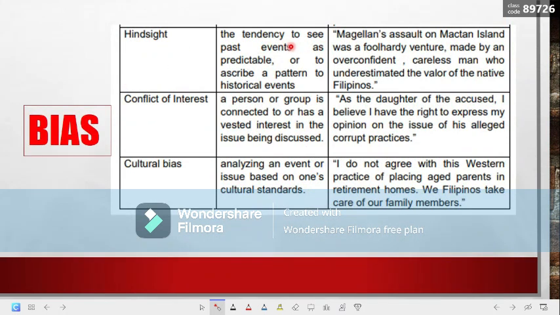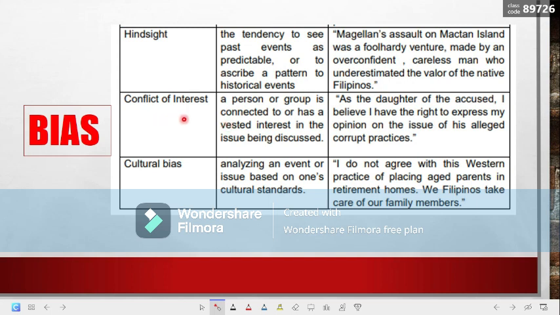Let's proceed to hindsight. The tendency to see past events as predictable or to ascribe a pattern to historical events. Example, Magellan's assault on Mactan Island was a foolhardy venture made by an overconfident, careless man who underestimated the valor of the native Filipinos. Okay, that's because of historical events. We just tried to be biased, when they also have their own purpose, reason why they came.